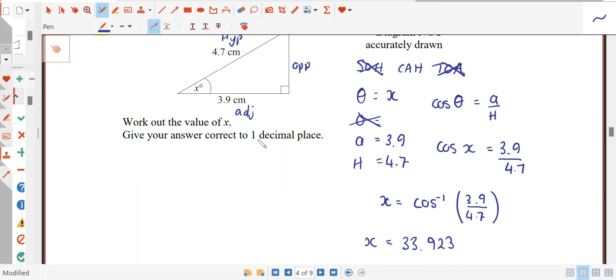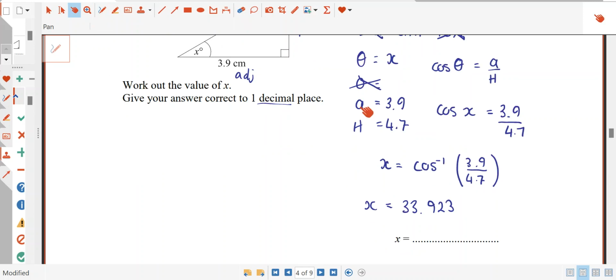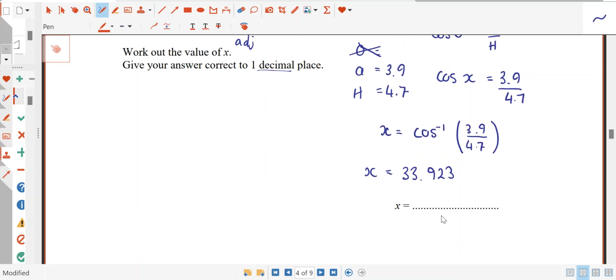Right, but it does say one decimal place, so we finish that with our answers. One decimal place is 33.9. Okay, good. Everyone got the same thing.